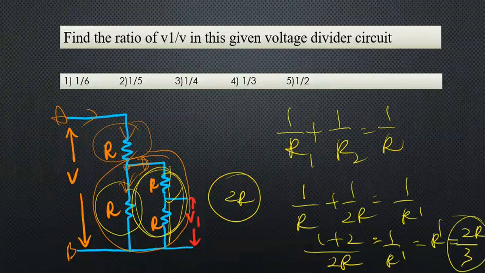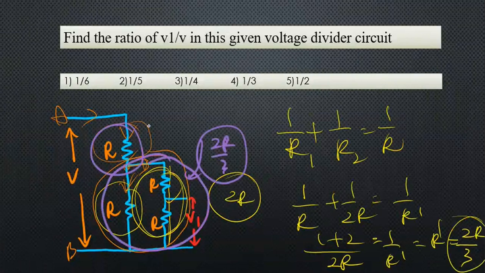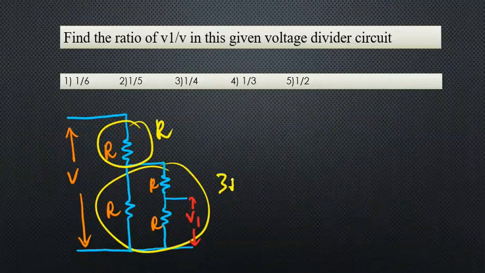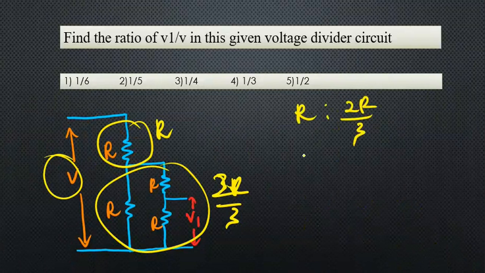That means now the total resistance here is 2R over 3 and this resistance is R. Let's write the values clearly: we have R here and 2R over 3 here. Now we can apply the potential divider method for this V. Let's take the ratio R is to 2R over 3. Simplifying further, 3R is to 2R, so 3 is to 2. So we have the ratios here.